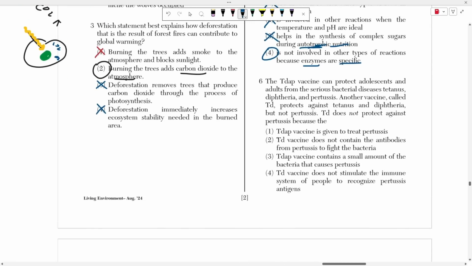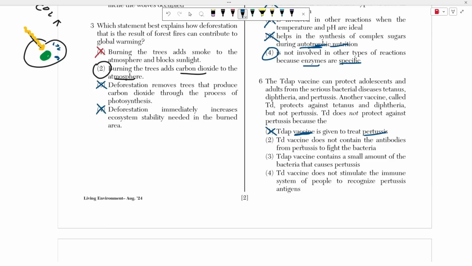Number 6 says the Tdap vaccine can protect adolescents and adults from serious bacterial diseases such as tetanus, diphtheria, and pertussis. Another vaccine called TD protects against tetanus and diphtheria, but not pertussis. TD does not protect against pertussis because the Tdap vaccine is given to treat pertussis. Well, again, a vaccine isn't given to treat an illness. A vaccine is given to prevent that illness from infecting you. So choice 1 is automatically false, right?